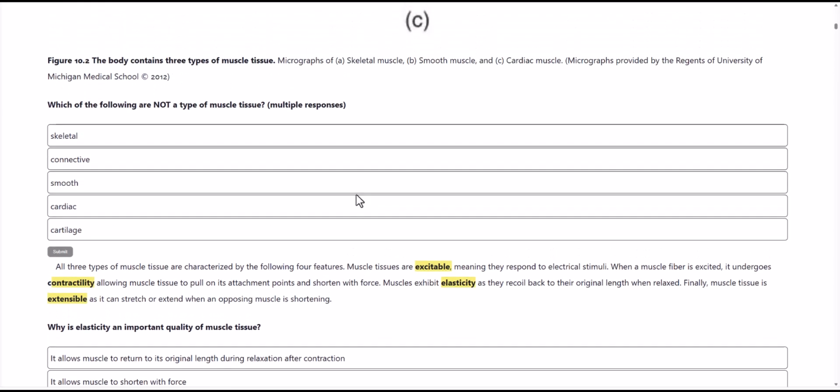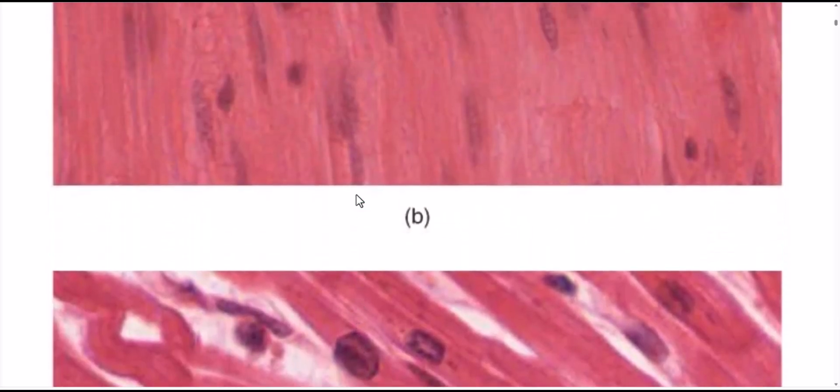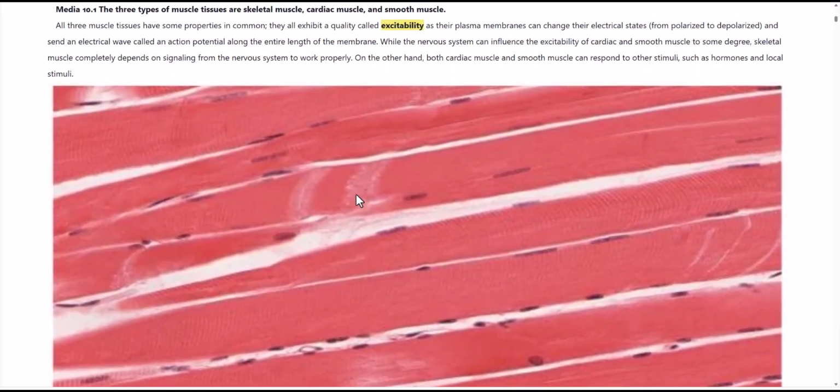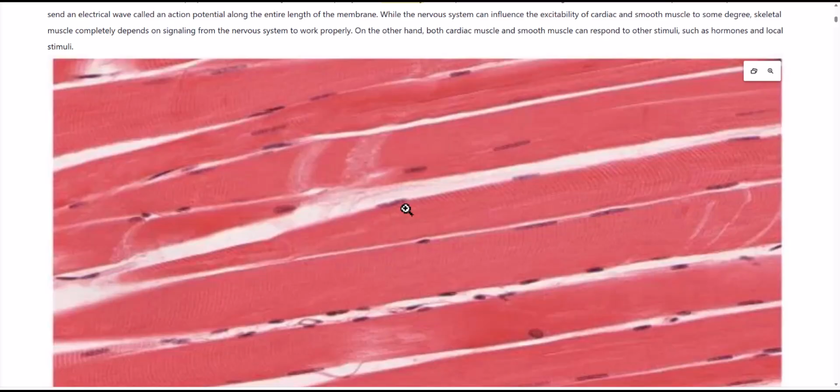Let's quickly review the histological image of these three tissues. So right now we're looking at skeletal muscle. You've seen this before. You recall that these are very long cells. We call those cells also fibers. We can see in the micrograph the strong striping pattern.